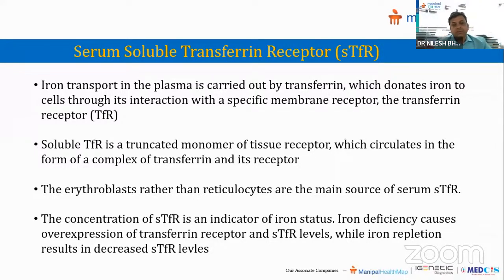Similarly, the concentration of serum soluble transferrin receptor is an indicator of iron status. As I already said, there is an inverse relationship between iron and the transferrin receptor level. Iron deficiency causes overexpression of the soluble transferrin receptor, while iron repletion or iron excess causes decreased levels.